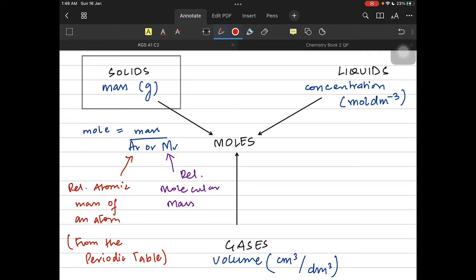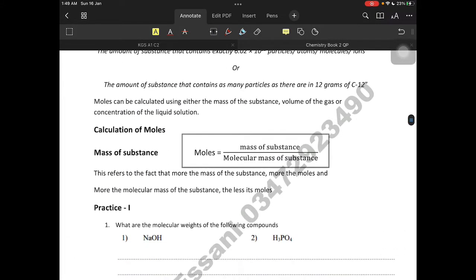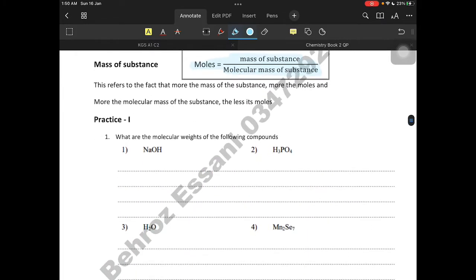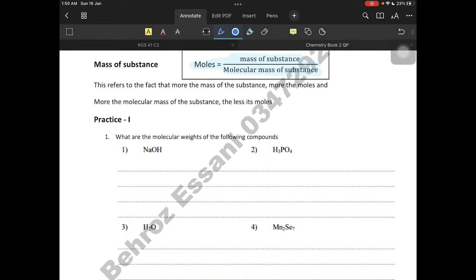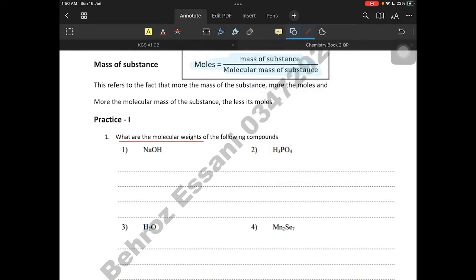Over here I have some questions with me, and we're going to see how we use this formula, which is the number of moles equals mass divided by the Mr. First, let's see how to find out the molecular mass of a substance in the first place. For example, I'm going to be using this pen. I know that for sodium hydroxide, I have to find out the Mr, because the question says what are the molecular weights, which is another word for Mr.